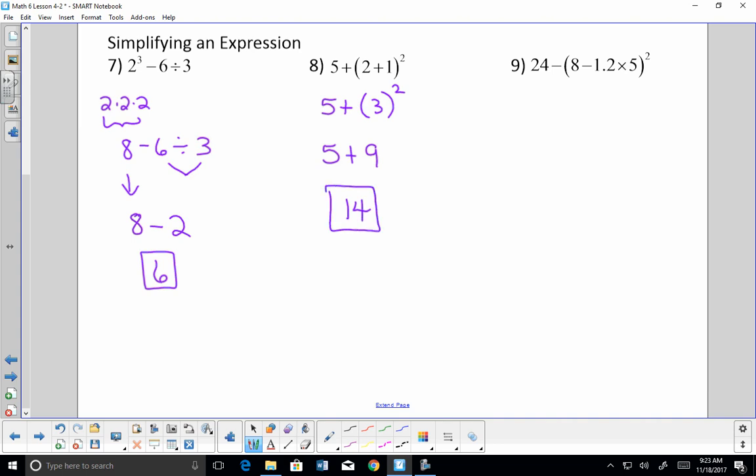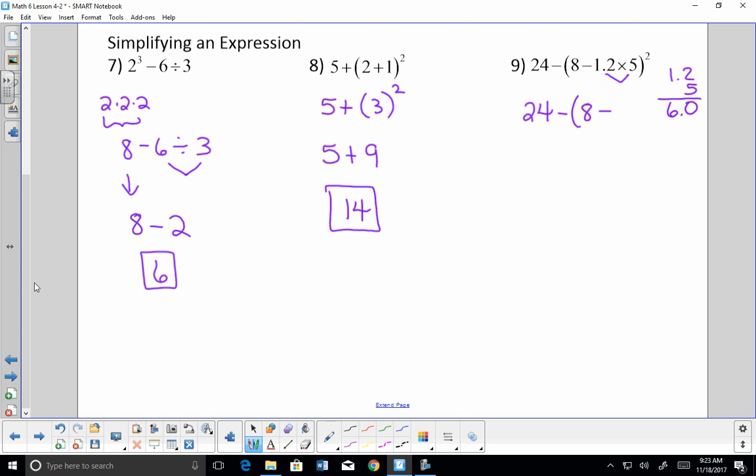Number 9. This one's a little bit harder because it has decimals, multiplication, subtraction, and an exponent all within the same type of problem. Order of operations says I need to do what's in parentheses first, but within my parentheses I have to do order of operations. So be careful. So I have 24 minus, I'm not going to do the 8 minus 1.2, I'm going to do the 1.2 times 5 first. So I'm going to leave that 8, and I'm going to leave that subtraction sign. And I'm going to do 1.2 times 5, just in case you don't know what that is. Do it off to the side. Okay, 1.2 times 5 is 60. It's actually 6, excuse me. Forgot my decimal point.